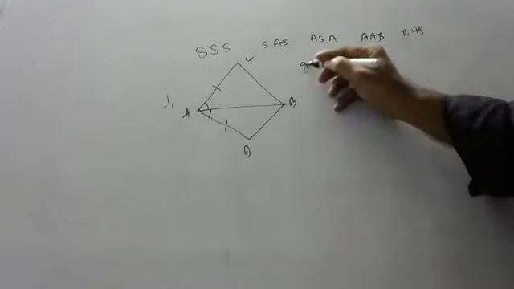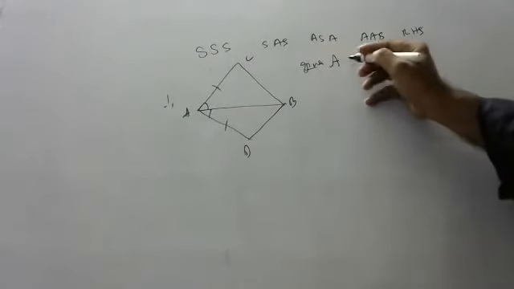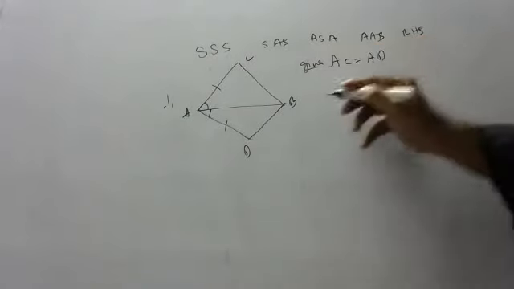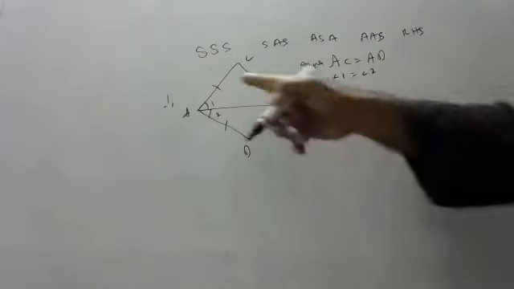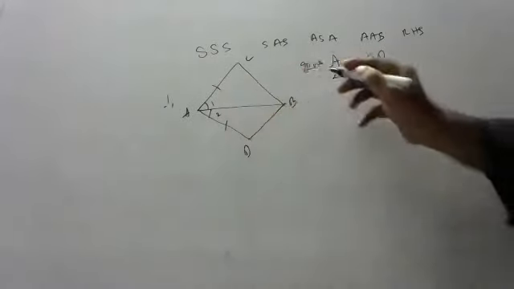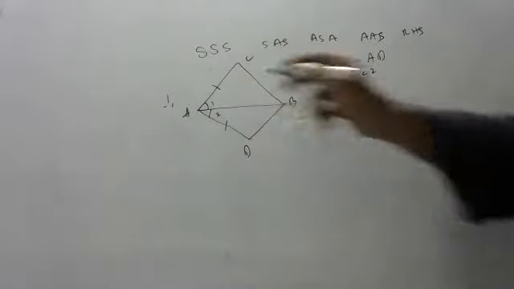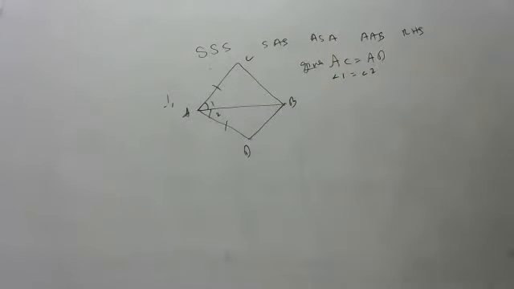First, we should write what is given. What is given? AC is equal to AD. You should write it compulsory. And angle 1 is equal to angle 2. If you're writing angle 1 and 2, you should label it. No, sir, I will write as CAB, DAB. Then you write CAB and DAB. Like this, this is given. Okay, children?